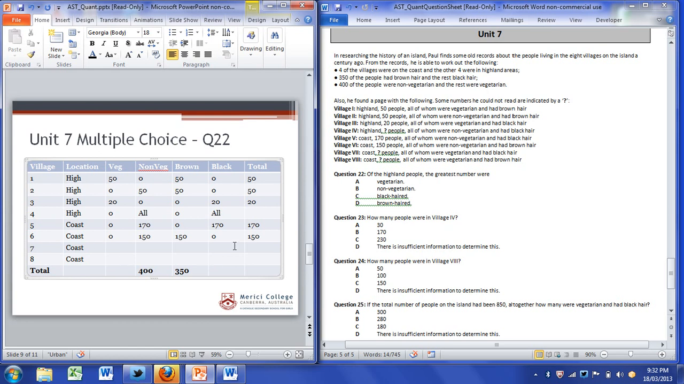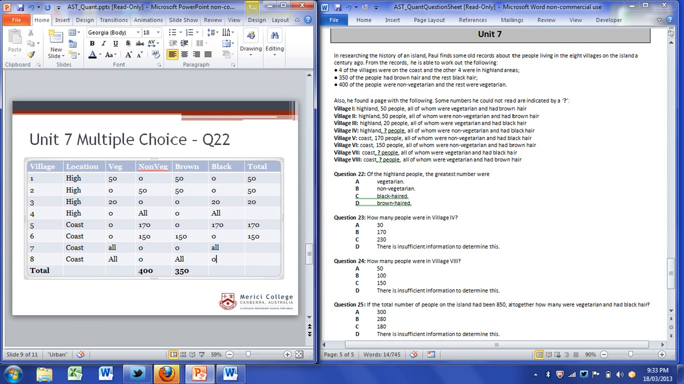In 7 and 8 we don't know how many people, but we know that all are vegetarian in this one and black hair, which means that these guys, that has to be 0 and that has to be 0. And for the last one, they're all vegetarian and brown hair.